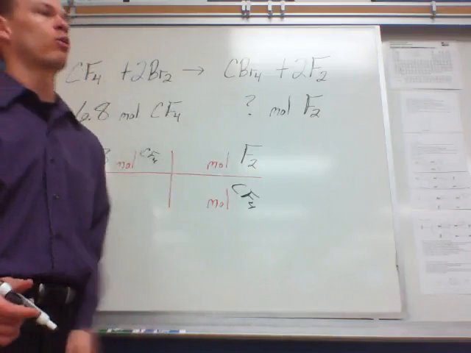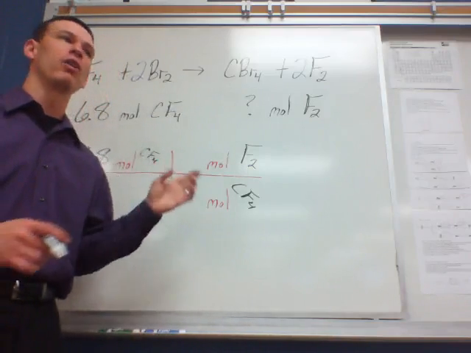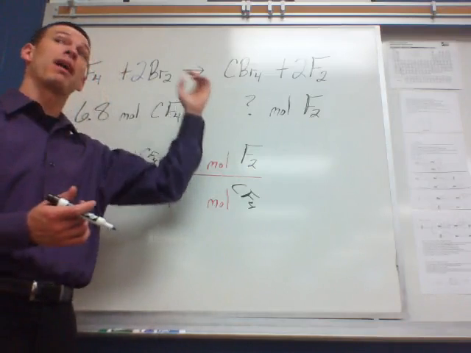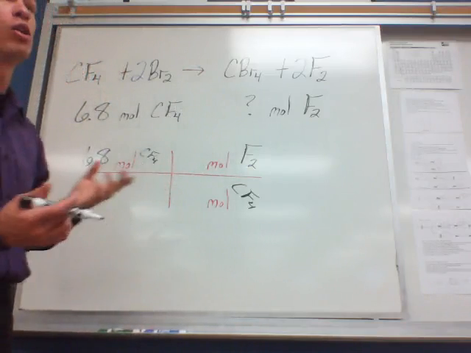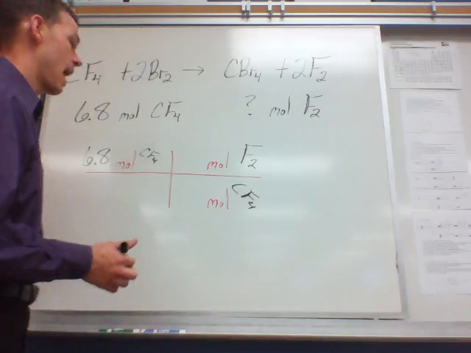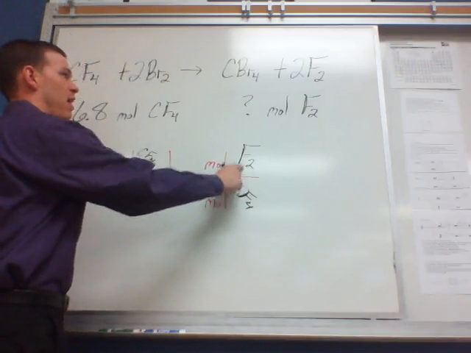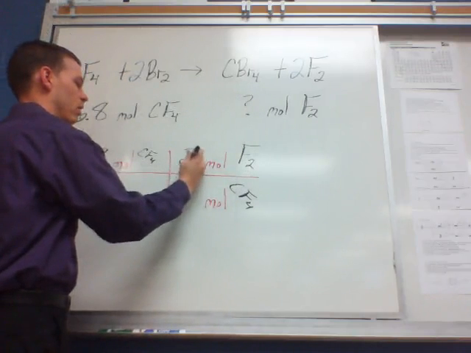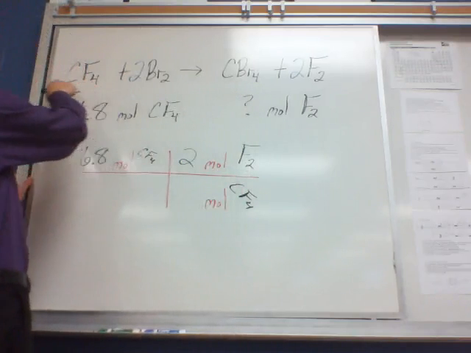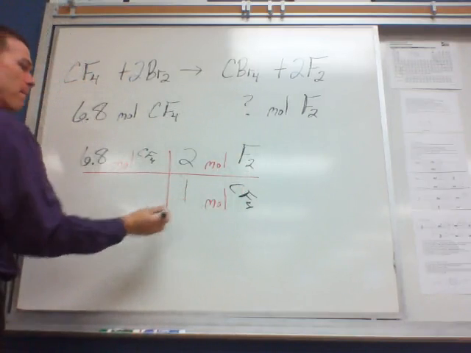So as long as you balance it correctly, and I hope it's becoming clear to you why you're in a lot of trouble on stoichiometry if you don't know how to balance. All of the grids need coefficients. They have to be the right ones. The coefficient of F2 is a 2. The coefficient of CF4 is a 1.